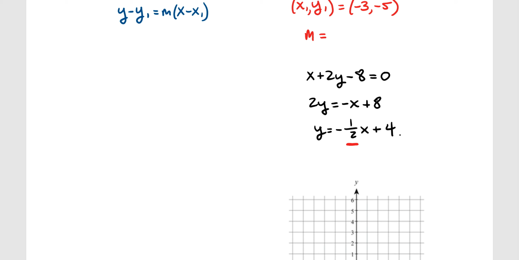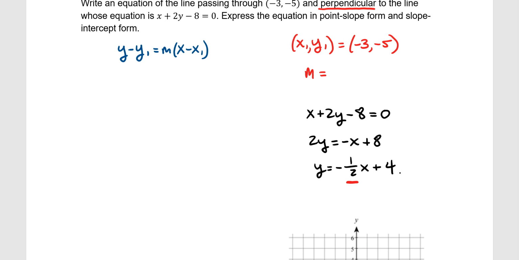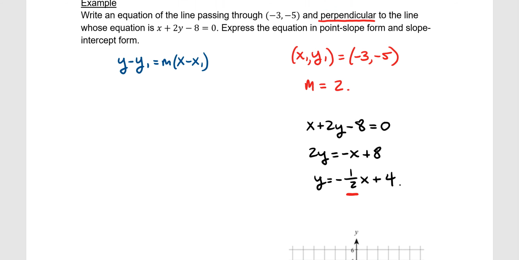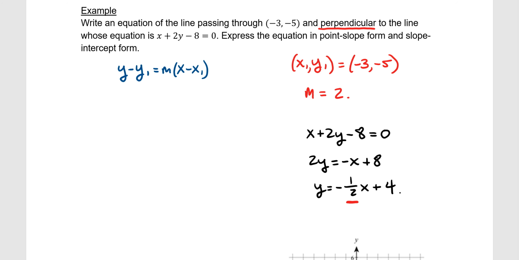So the slope of our line is going to be the negative reciprocal of -1/2. So instead of negative, our slope is going to be positive, and the reciprocal of 1/2 is 2. So our slope is 2. Okay, so let's go ahead and plug everything in here.